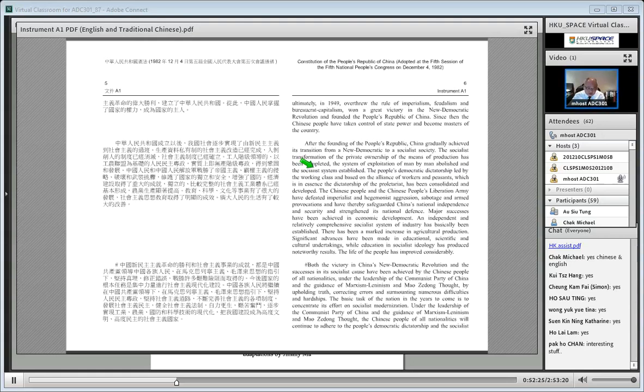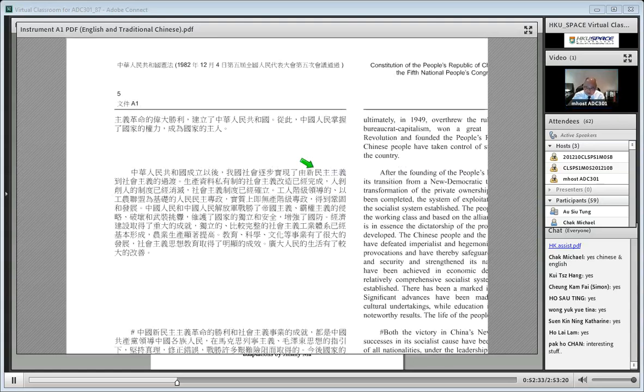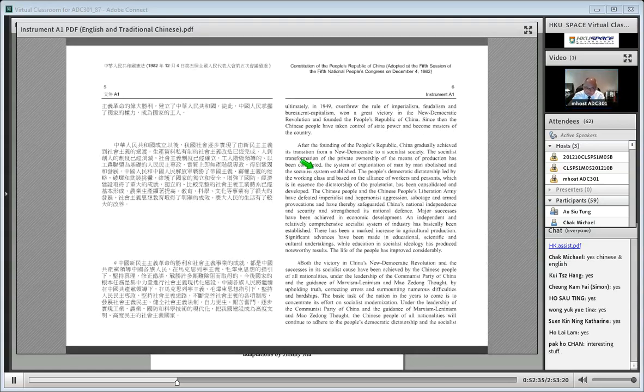And the ideology part, you can see on this page. It puts a lot of emphasis on the fact that the People's Republic of China is under the leadership of the Communist Party of China, and under the guidance of Marxism, Leninism, and Mao Zedong thought.